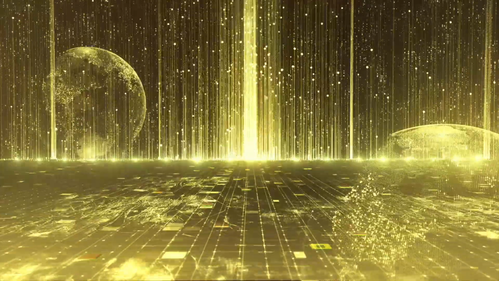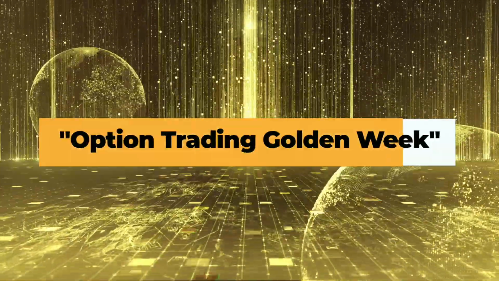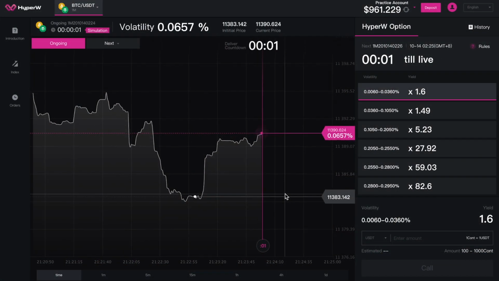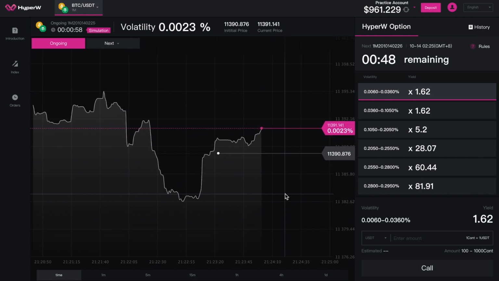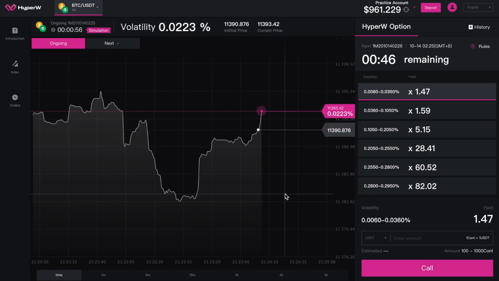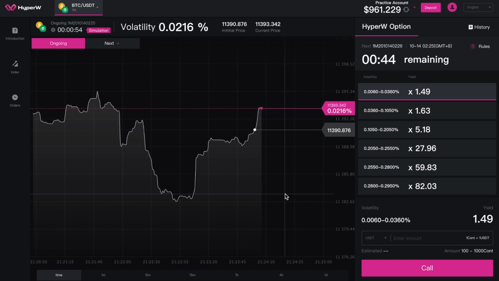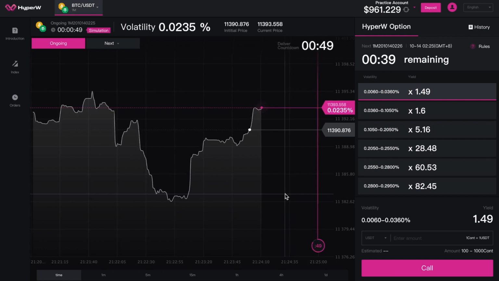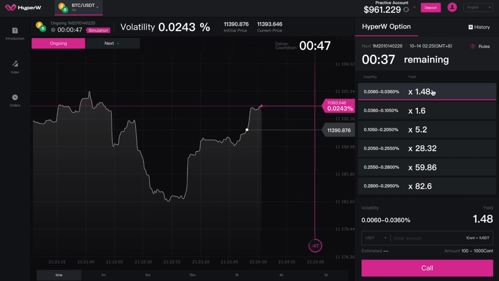In the meantime, ladies and gentlemen, I'm happy to finally move on to the most important news from HyperW, which is dedicated to the Golden Week of options trading, where participants fulfilling certain conditions have a unique opportunity to earn additional rewards. However, I will say right away that this promotion has already started on the 11th of October 2020. Therefore, listen carefully to the further rules of participation in order to participate in the promotion as soon as possible.